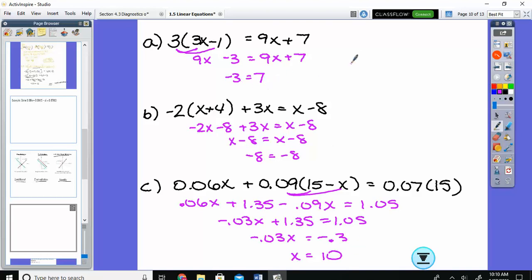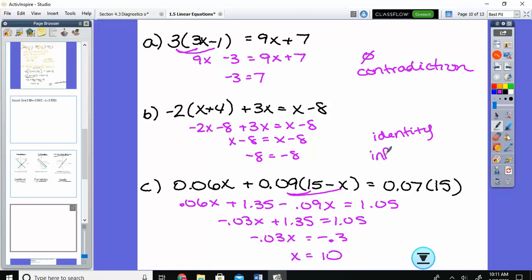Solve it and you get down to like negative 3 equals 7. So what does that mean? Yeah, there is no solution, it is a contradiction. Okay, the next one, we solve, our x's cancel, but this one I'm left with negative 8 equals negative 8. How is that different than part A? It's the same. Yeah, it's true. Negative 8 does equal negative 8. So this one is an identity.